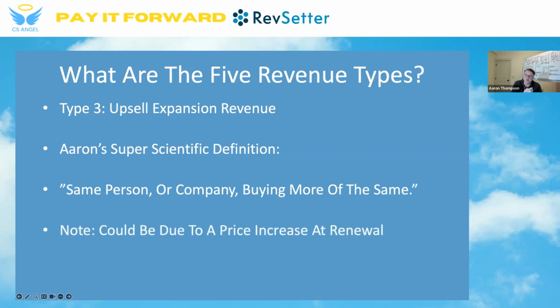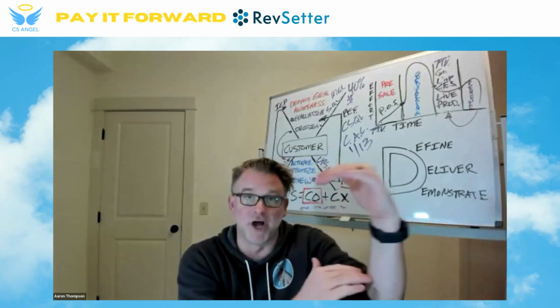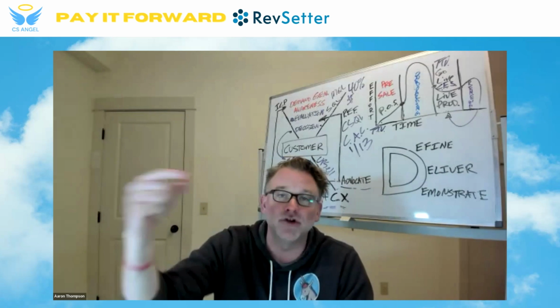And it could be due to an increase at renewal. If I raise my rates at renewal, you used to have to pay $100 for your licenses with us, and now this year, we went to $110. That $100 of the 110 is renewal dollars. That 10 is upsell. We were able to keep you as a customer, generating net new revenue, 10 extra dollars, on the exact same SKU or set of SKUs.